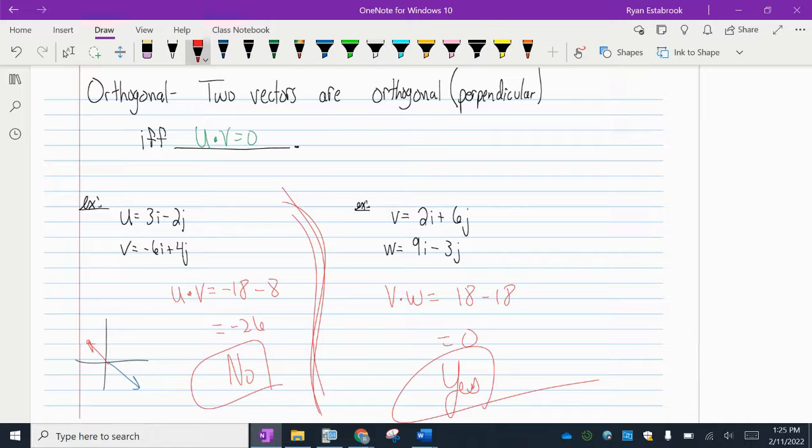So the answer to this one is yes, the dot product was 0. So these two vectors are orthogonal. They intersect at a 90-degree angle.